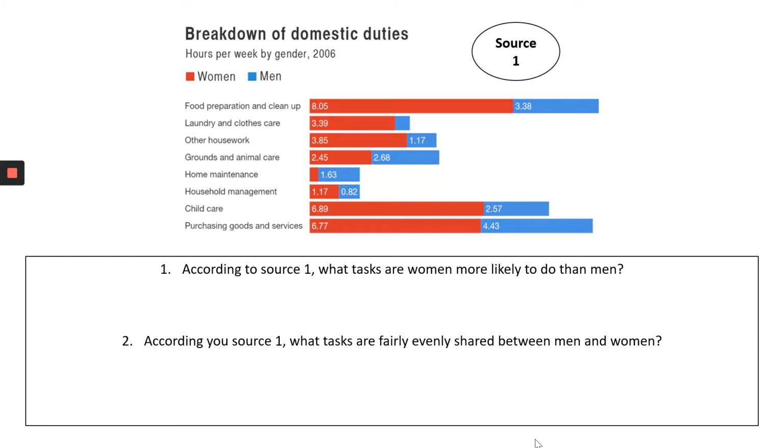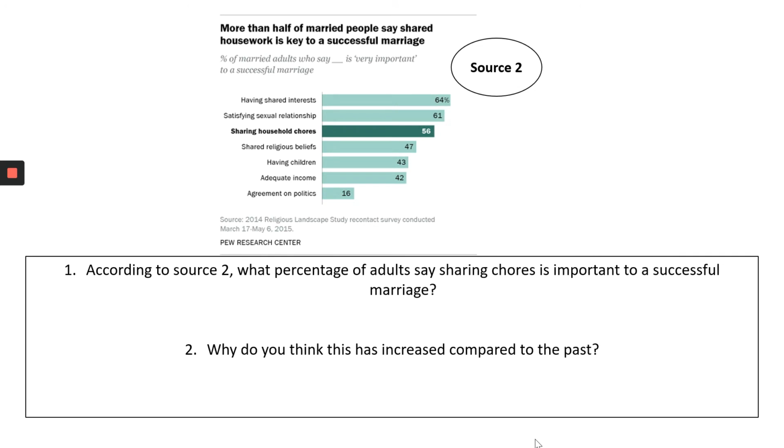So find out what tasks are women more likely to do, list them. What tasks are fairly evenly distributed between men and women? So not necessarily completely equally, but roughly equal. There's only one. Okay, next chart.